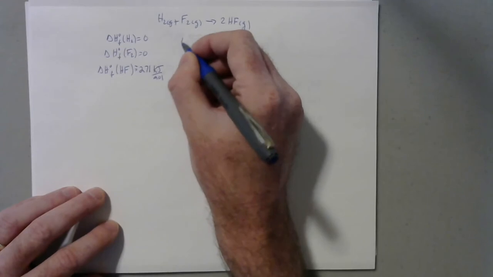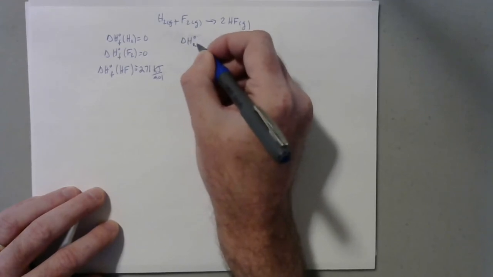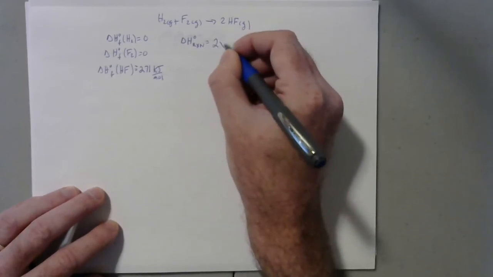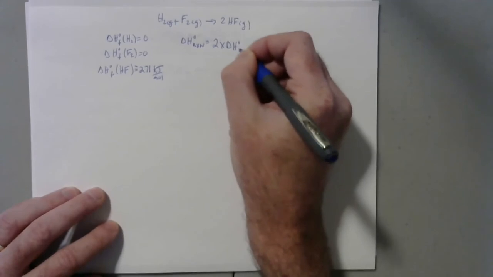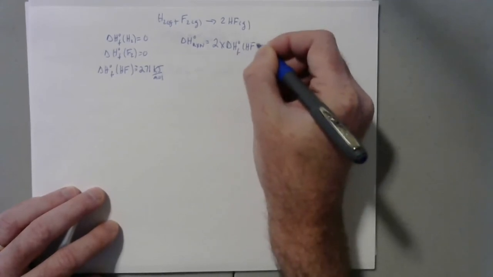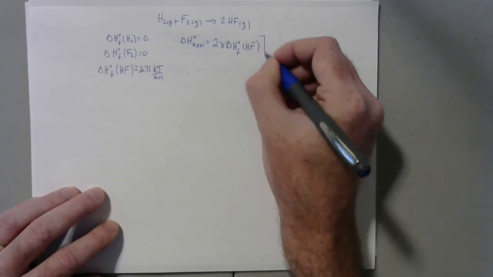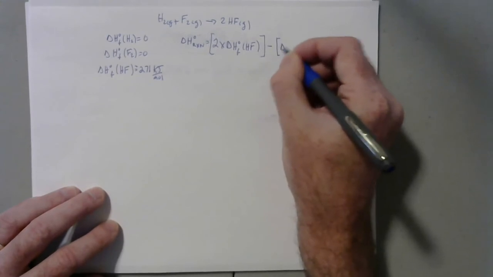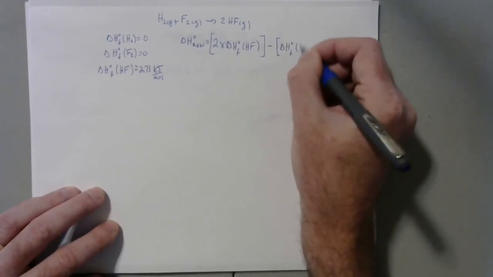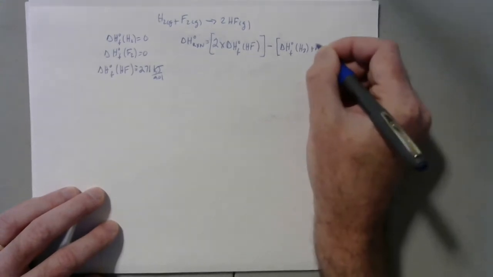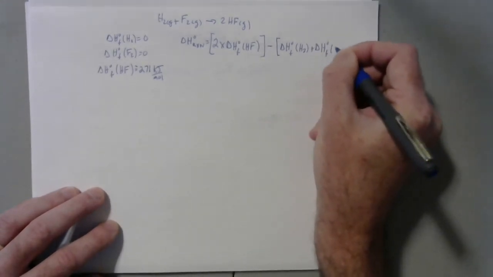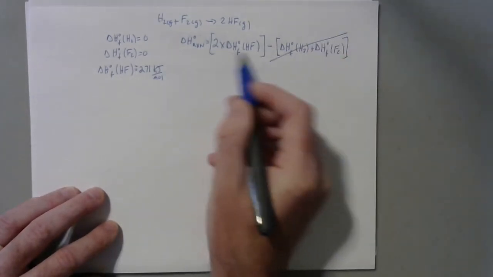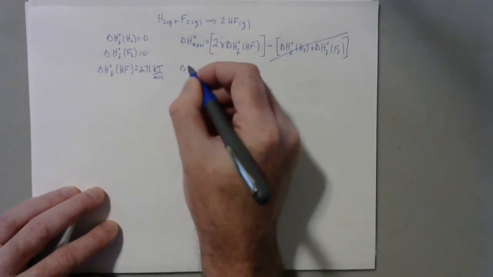So the standard heat for the reaction, which I'll abbreviate RXN, is going to be equal to, algebraically, 2 times the standard heat of formation for the HF, and that's the products, minus the standard heat of formation for the H2 plus the standard heat of formation for the F2. As we said, both of those are 0, so this just goes away, and we're left with 2 times that.